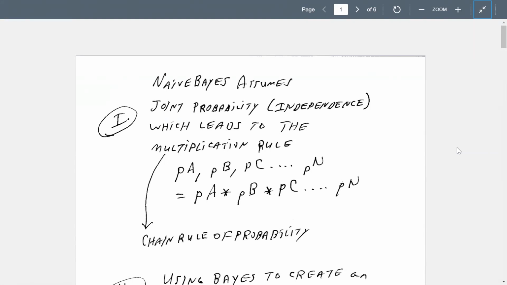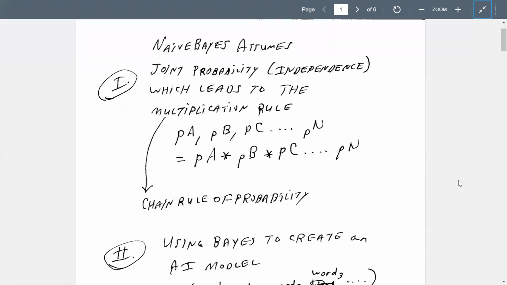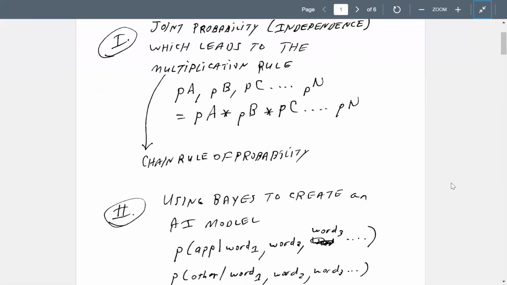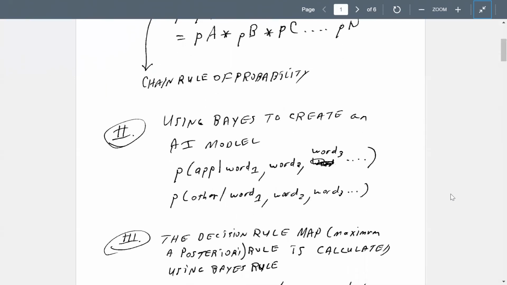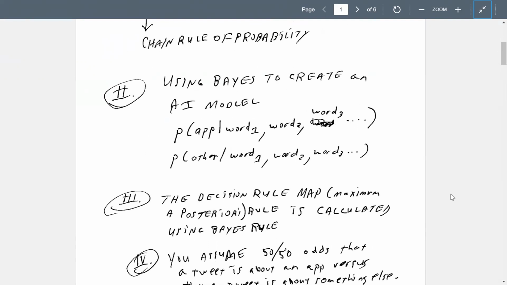Okay, and that's why I've got you there. I show you this chain rule, the chain rule of probability, where when events are independent, we figure the probability by multiplying. So we're assuming that those probabilities are multiplied. Otherwise those probabilities would be added up. Now, in this chapter 3 he's going to use Bayes' probability to build an artificial intelligence model.